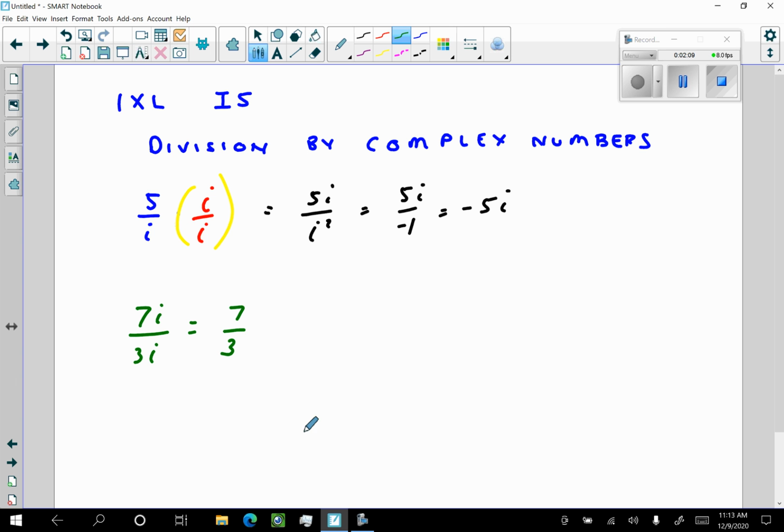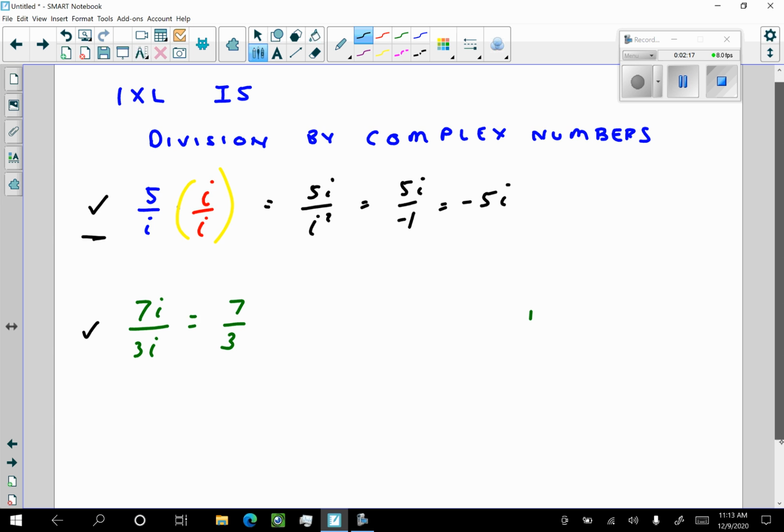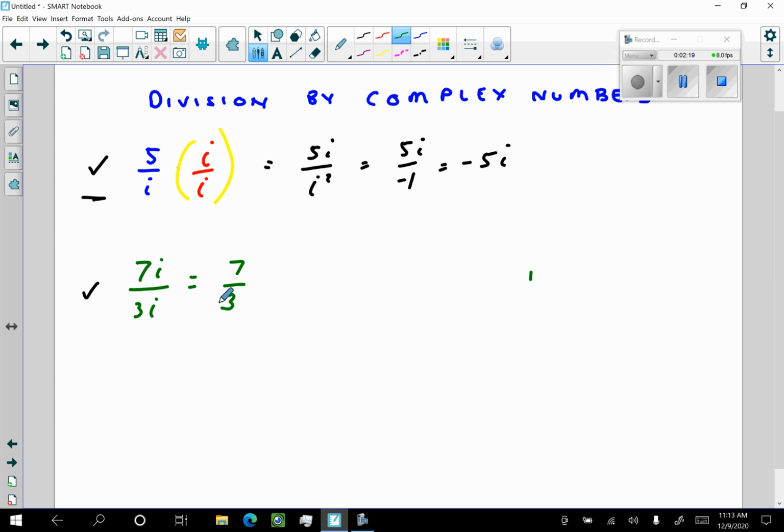Let's do another problem like this example. There are going to be problems like this. We're going to do another one like this. So here you go. Let's go -2 over 3i. Well, I want to get i out of the bottom. So I'm simply going to multiply by i over i. And that's going to get the i out of the bottom.